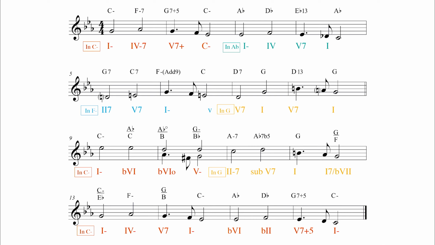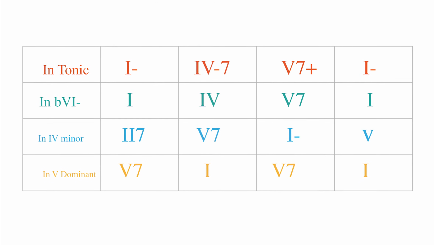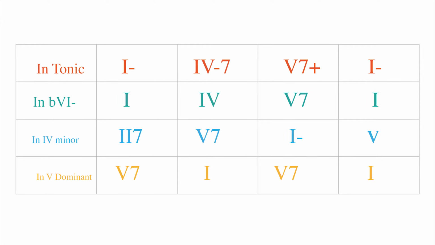Here are the key centers and chord progressions summed up in a chord crib sheet for the first 8 bars that can facilitate transposition into any key.